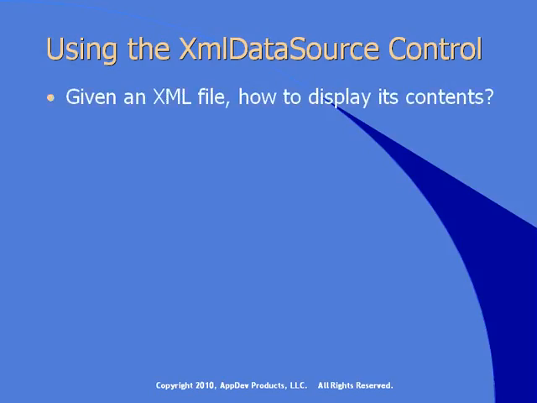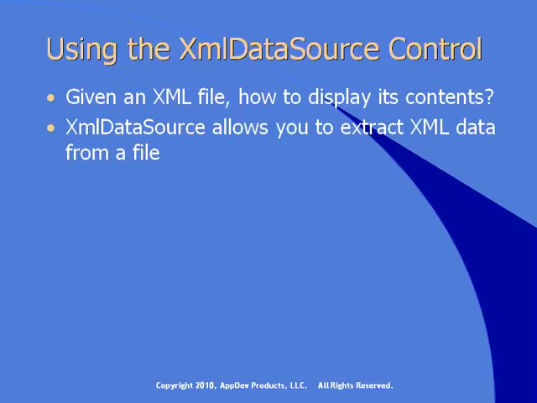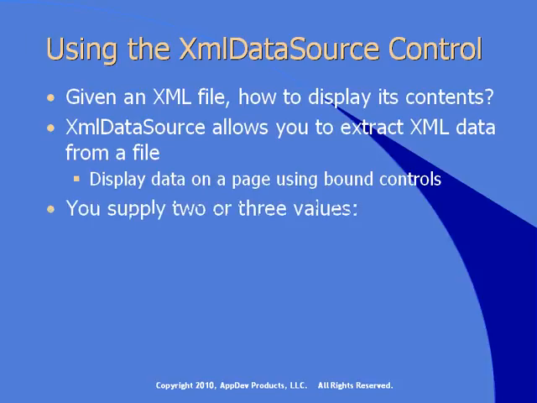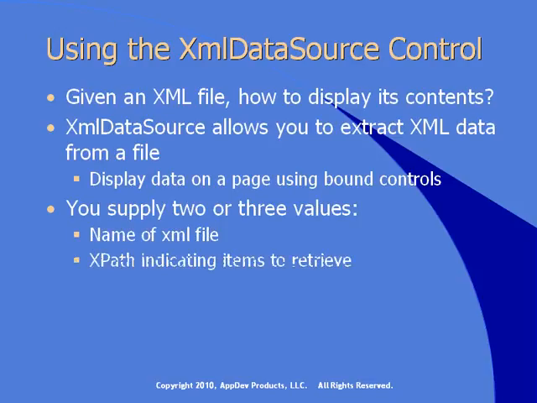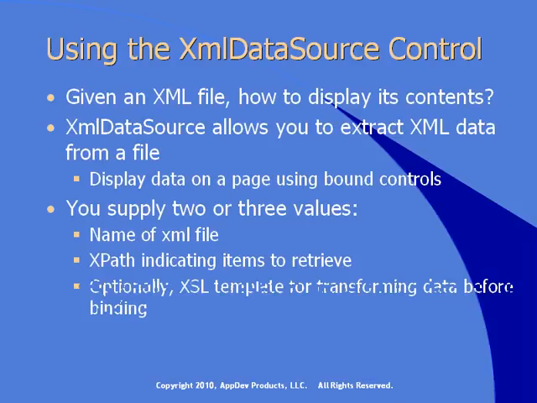Imagine you were given an XML file and you wanted to display its contents on a web page. You could parse out the data manually, but there's an easier way. The XML data source control allows you to extract XML data from a file and display it in any formatted way you like. You display data on a page using bound controls that are bound to this XML data source control. You need to supply two or possibly three values. You need to supply the name of the XML file, an XPath expression indicating the items you want to retrieve from the XML file, and optionally, an XSL template that transforms the data before you perform the binding.